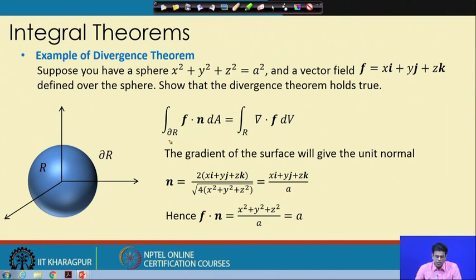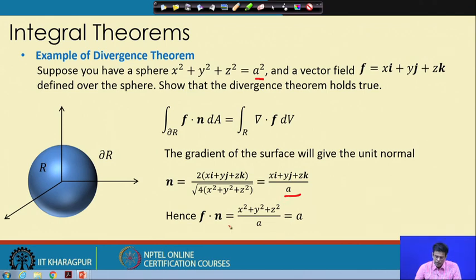So, the divergence theorem is the integral of f dot n dA equals the integral of del dot f dV. We first have to calculate n. So, how to calculate the outward normal? It is simple. We take the derivative and then take its mod. I think all of you know how to calculate the normal vector, which is essentially x i plus y j plus z k, and since x square plus y square plus z square equals a square, which satisfies the equation of the sphere, I can substitute this. So, my normal is this.